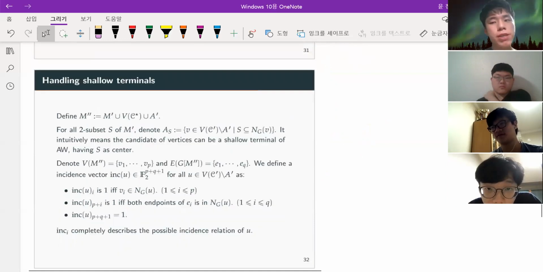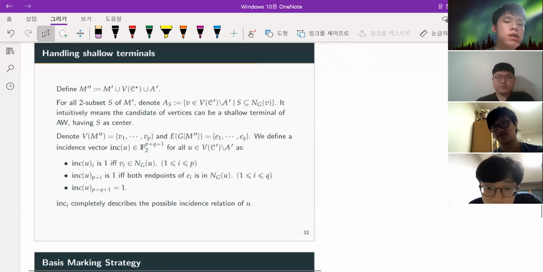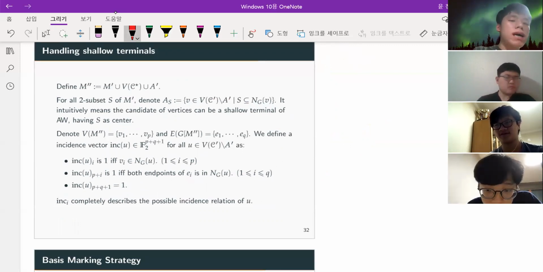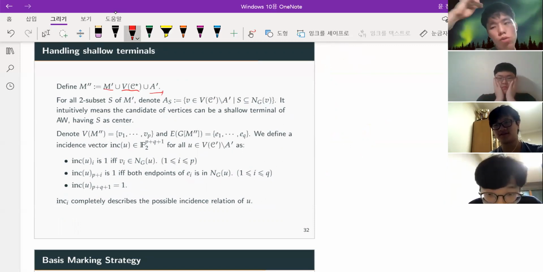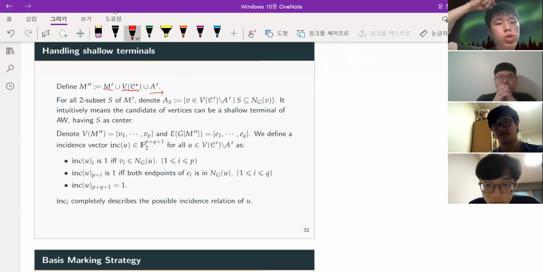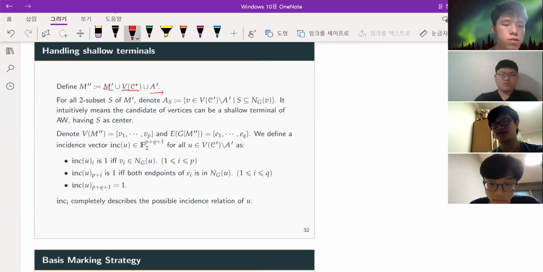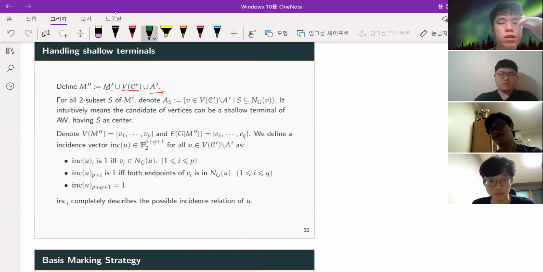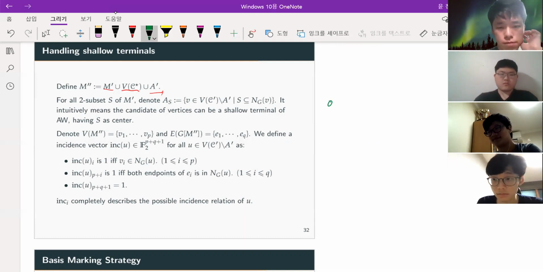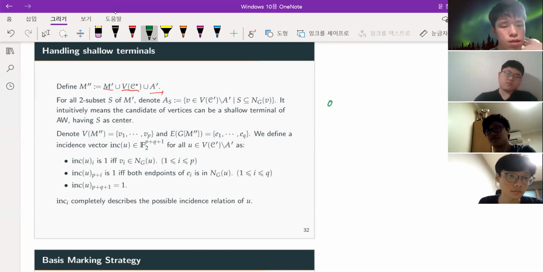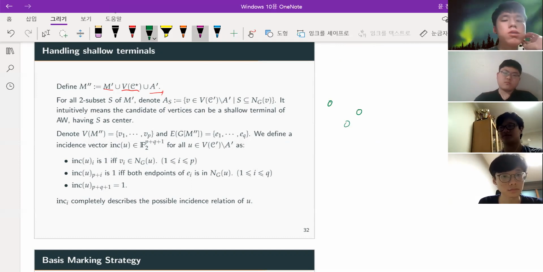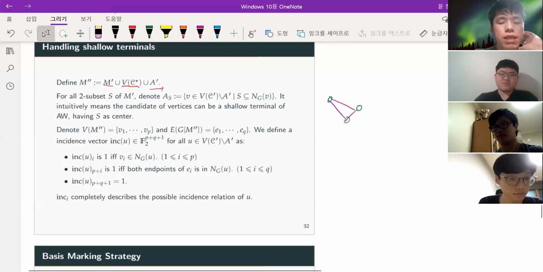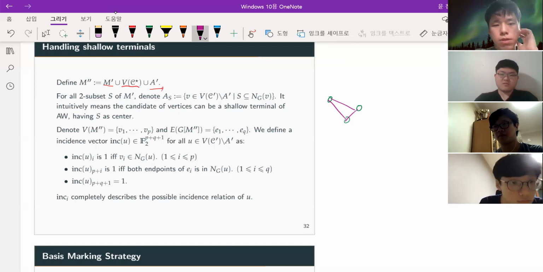It is interesting to introduce linear algebraic tricks to obtain the A double prime set. So define M double prime as M prime with vertex of C stars and A prime. So all the small redundant vertices that we excluded. For all 2-subsets S of M prime, denote AS as the vertices that do not belong to A prime and C star, such that S is fully included by a neighbor of V. Intuitively, it means the candidate vertices can be a shallow terminal of AW possessing S as a center.